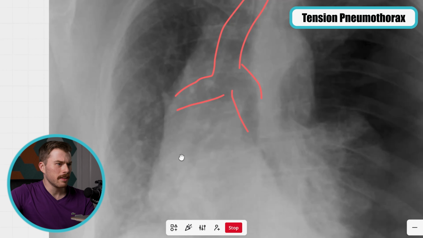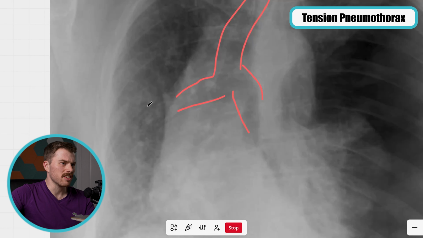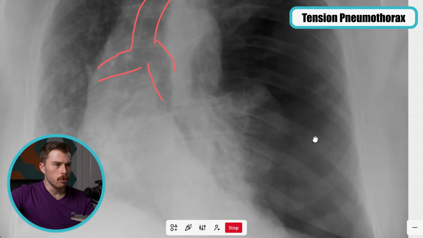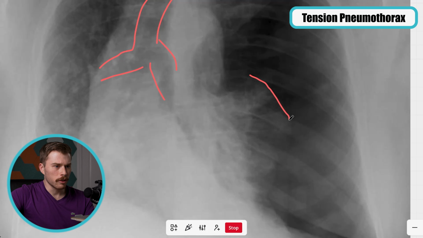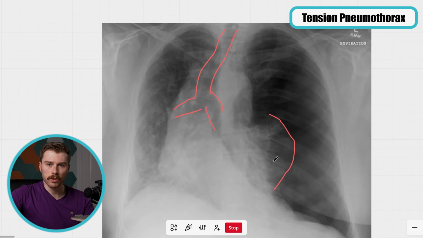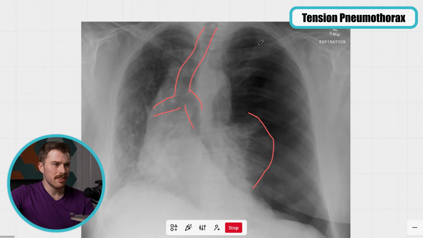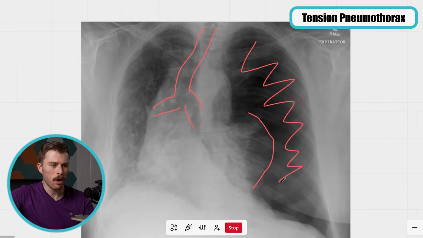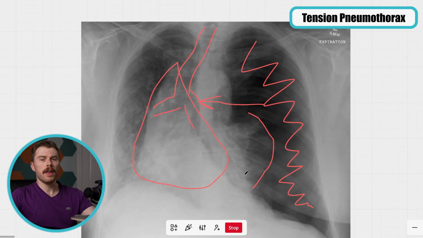It doesn't look like this side where we've got all of this stuff. That's the normal lung markings. We don't have that over here. You will see it right here if you trace this line down. That is what's left of this person's left lung. This entire space without any lung markings is just full of air, and it's pushed everything over. It's pushed the trachea over. It's pushed the cardiac silhouette over. That is what makes this a tension pneumothorax.